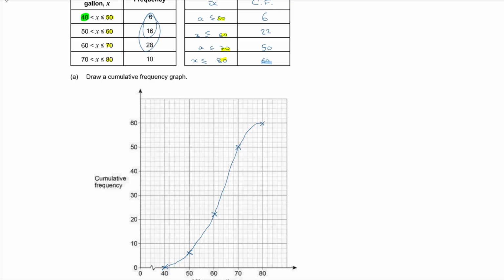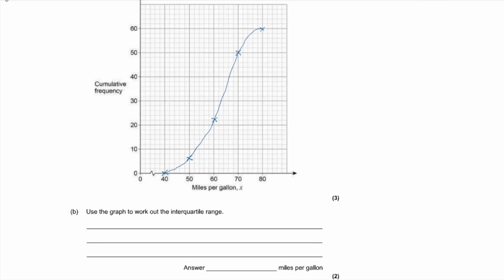Okay. Do we need to use this? Yes, we do. Use your graph to work out the interquartile range. Now, interquartile range is the upper quartile Q3 minus the lower quartile Q1. Now, the upper quartile lies 3/4 of the way through our data set, and the lower quartile is 1/4 of the way through. Now, I've got 60 people on this table, so a quarter of 60 would be 15.